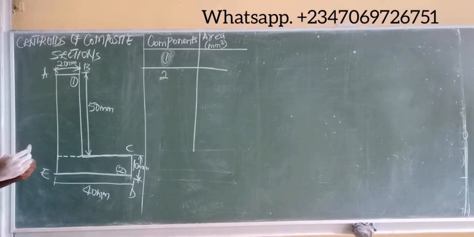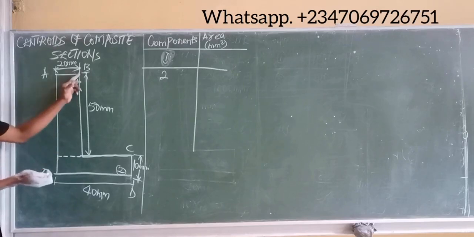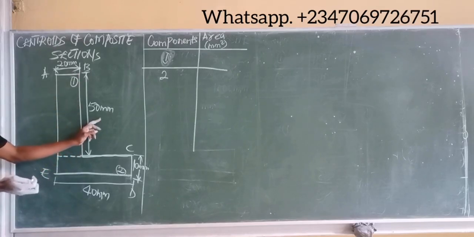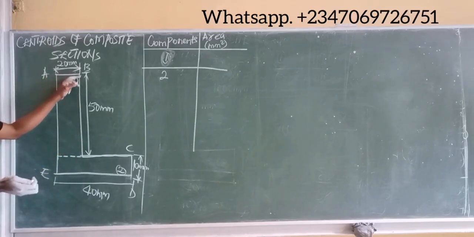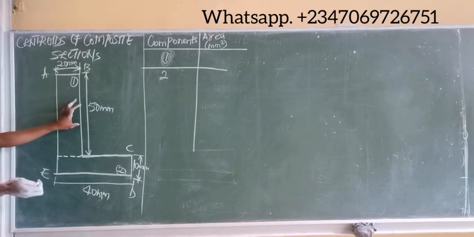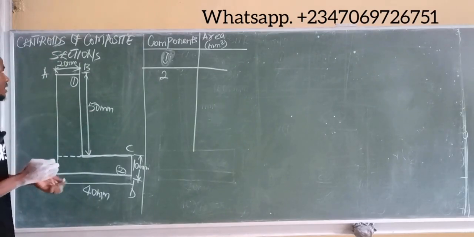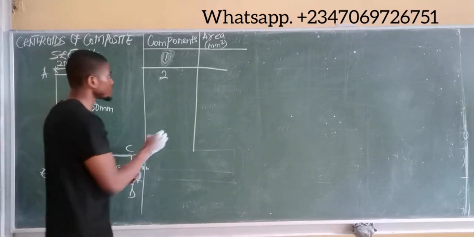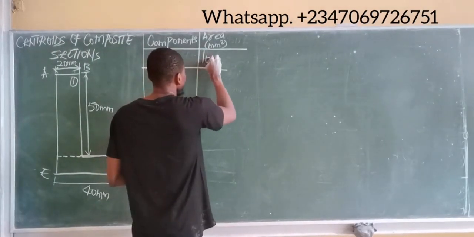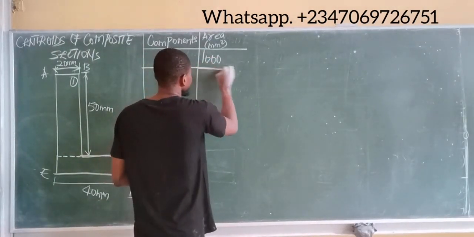So I have to find the area of each of these components. Now for the first component, the depth is given as 50 millimeter, and the width is given as 20 millimeter. So the area of this component is simply width times depth, which is 20 by 50, and that gives us 1000 millimeter squared. So the area of the first component becomes 1000 millimeter squared. So you keep it at that.